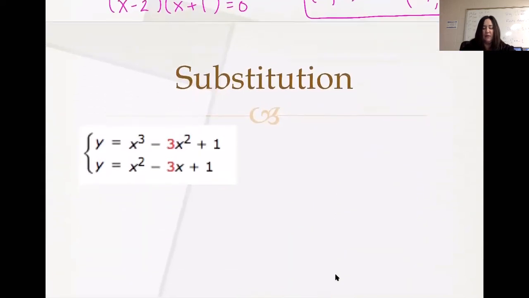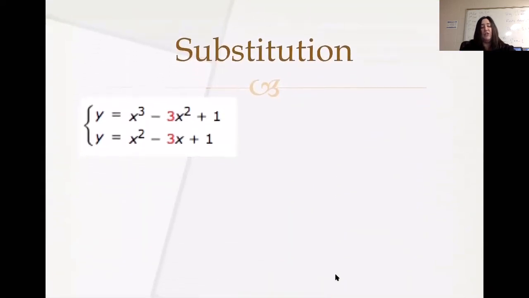So let's look at another one. Again, this is a substitution. The nice thing with this one, they are already set to y. You don't have to solve. So really, you're just setting your 2 equations equal to each other. So we would have 3x cubed minus 3x squared plus 1 equals x squared minus 3x plus 1.